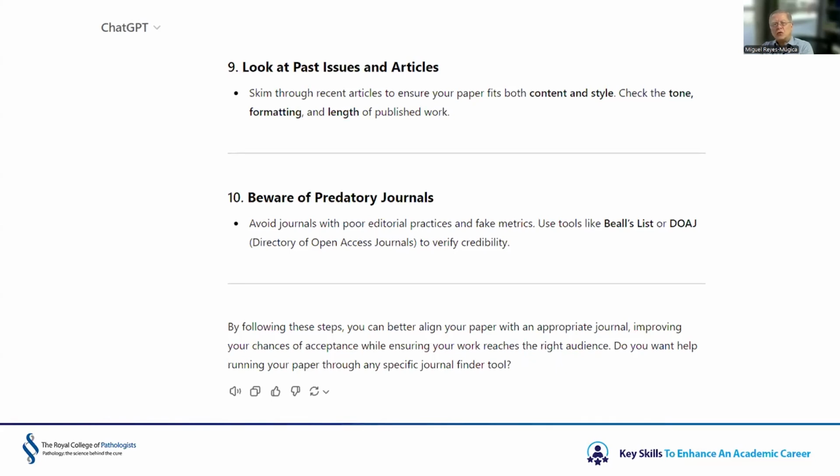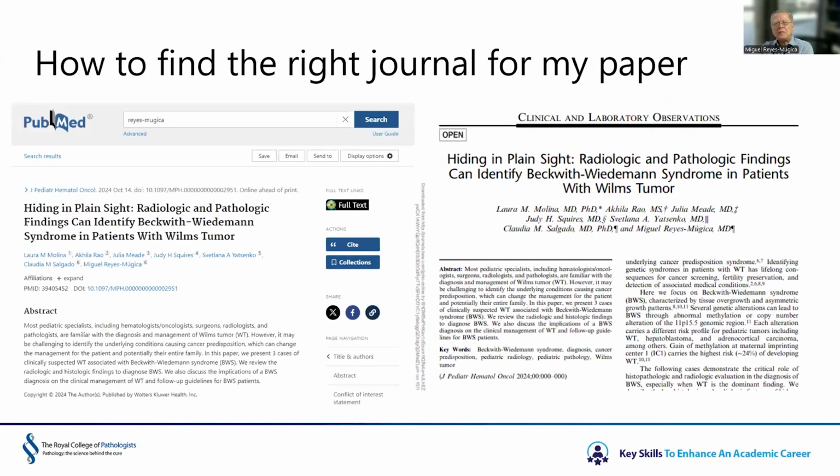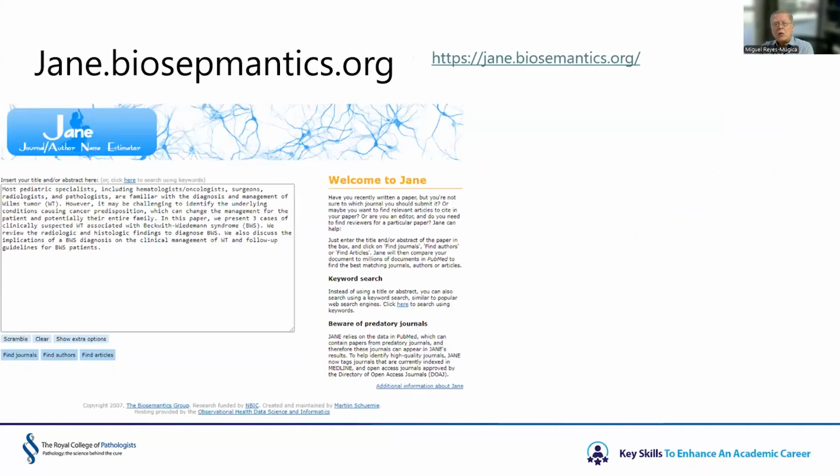And you can always resort to artificial intelligence tools like ChatGPT for these. So recently we submitted this particular paper, Hiding in Plain Sight. This is the PubMed record, and this is a PDF of the paper that was published this week. I mentioned this because this is a group of authors that includes pathologists, radiologists, and oncologists. And when we were trying to define what journal to target, we used this particular tool. There is a link here that you can use.